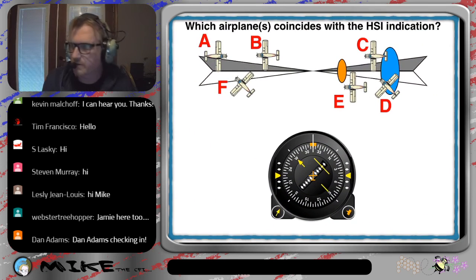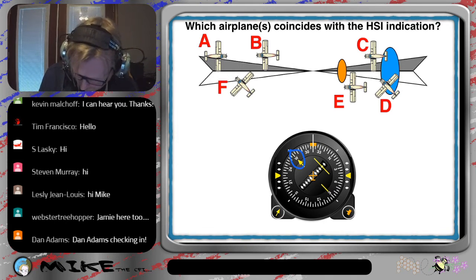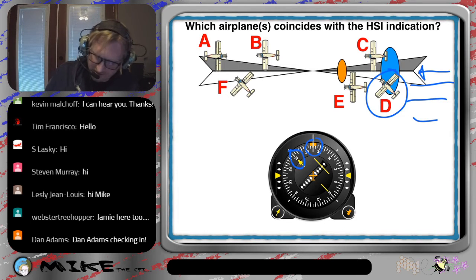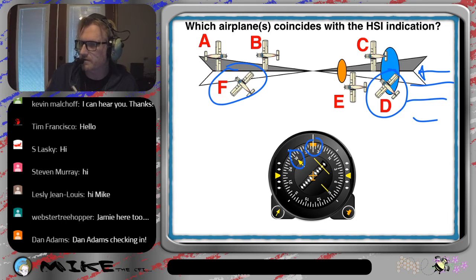Looking at this one here, we see that we are tuned to the front course. So we have the course needle selected to the 270. We have a needle deflection that's to our right, which means that we are somewhere on the south side, and we are facing a direction of northwest, which means that we are going to be in positions D as well as F. Both of those would coincide with that indication there.